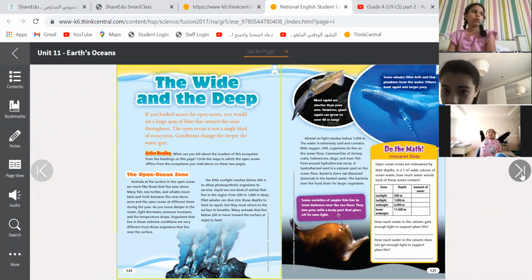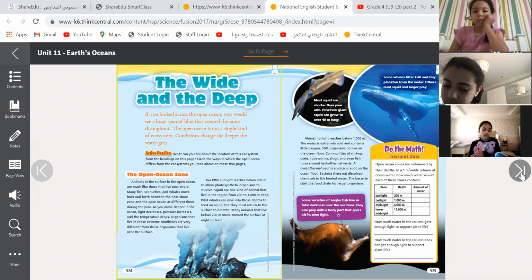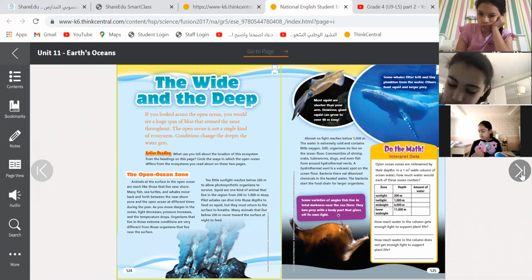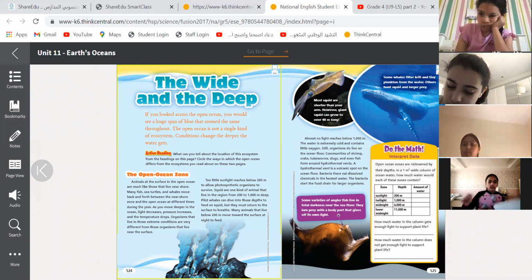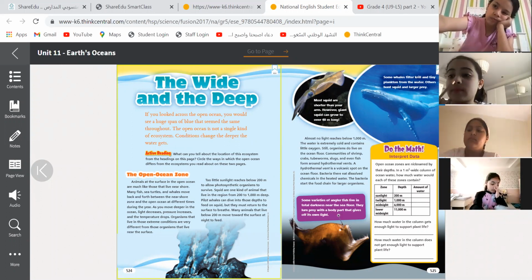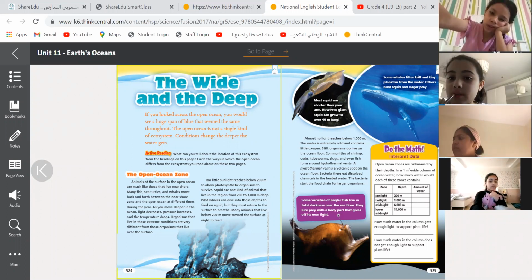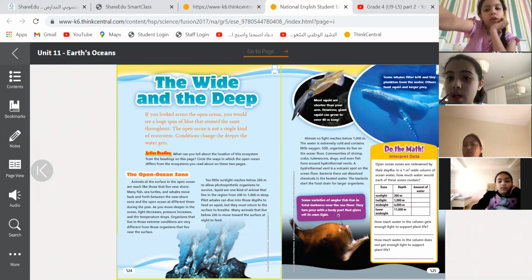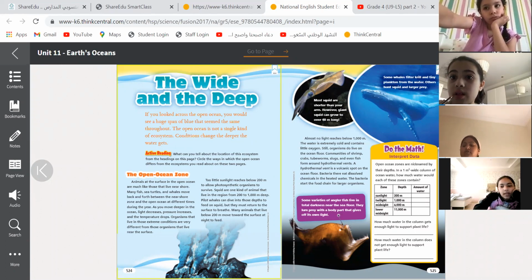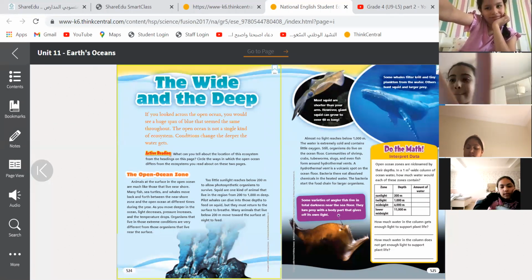Today, we're going to go a little bit deeper. Do you think when you go deeper under the ocean, what are you going to find? What do you think? What are you going to find there? Corals, sea stars, sharks? You're not really going to see corals and sea stars.